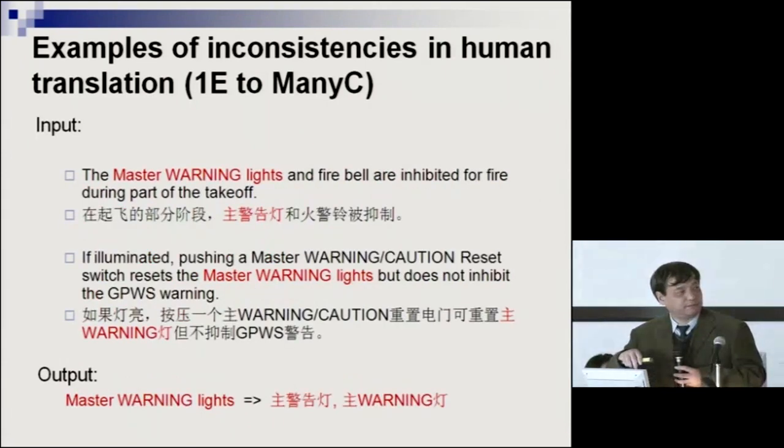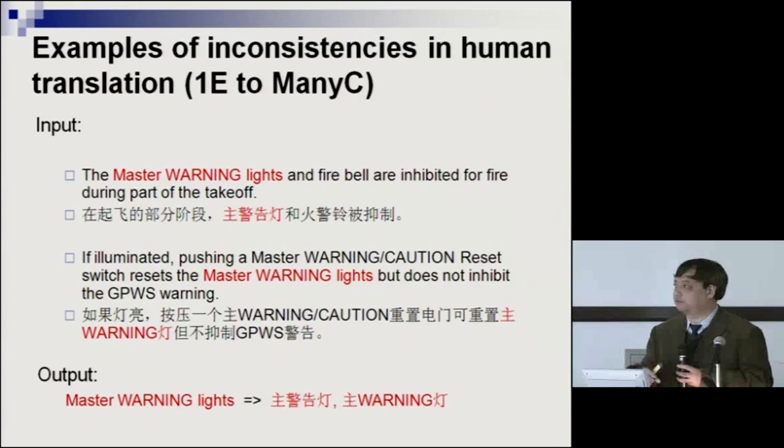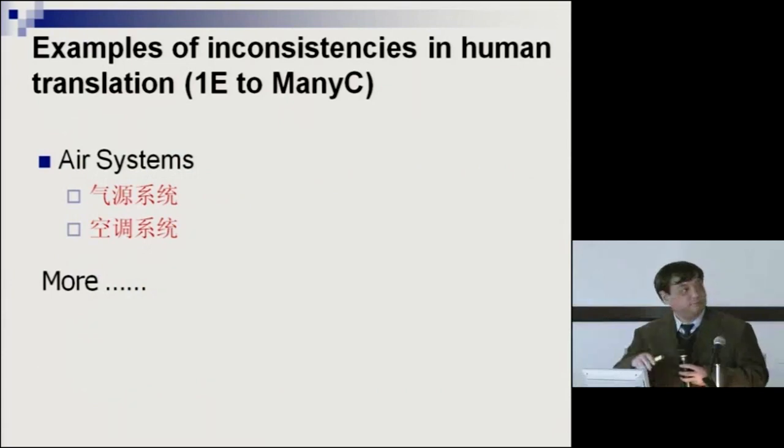Another example is master warning lights. One is translated into Chinese, and the other is untranslated. I think these are unnecessary inconsistencies. There are more examples, such as a system that is translated as icon or also as this one, but it seems to me these two Chinese terms have totally different meanings.